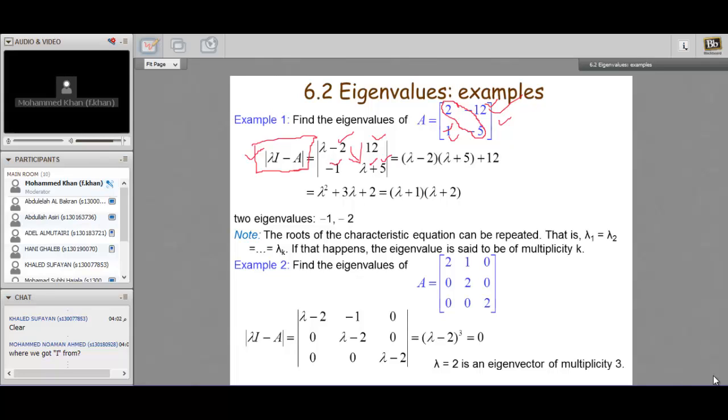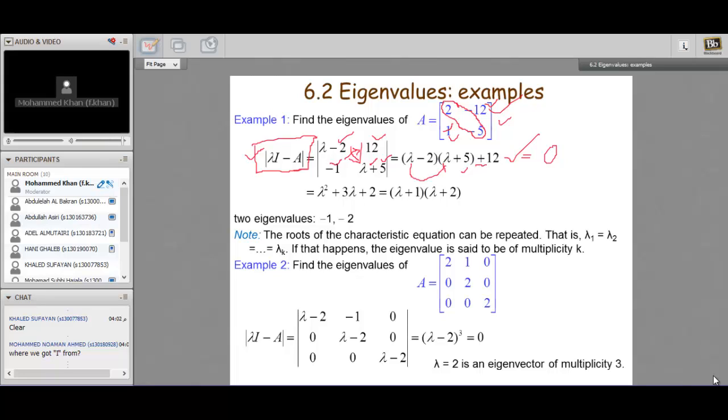Just multiply this, and then multiply this, so we can open the determinant. So (lambda minus 2) multiplied by (lambda plus 5), and then minus 12. Minus minus becomes plus, so it will be equal to 12. So (lambda minus 2)(lambda plus 5) plus 12 is equal to 0. So now open the bracket.